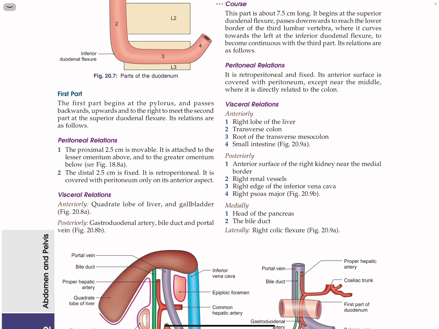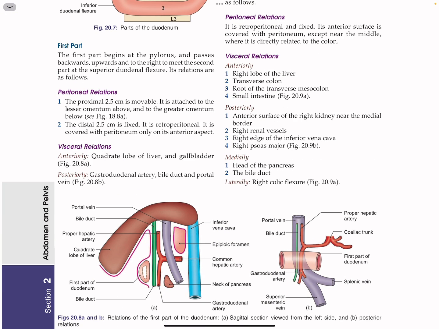Peritoneal relation 1. The proximal 2.5 cm is movable. It is attached to the lesser omentum above and the greater omentum below. The distal 2.5 cm is fixed. It is retroperitoneal. It is covered with peritoneum only on its anterior aspect.